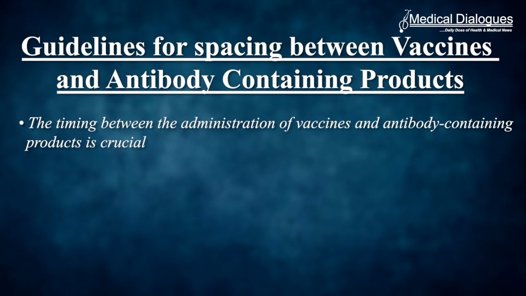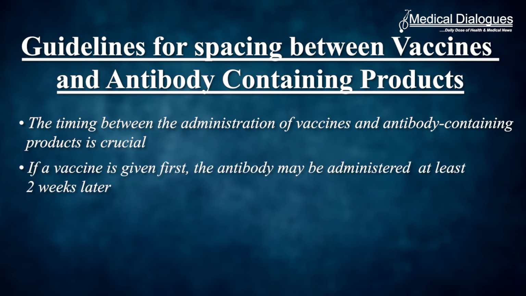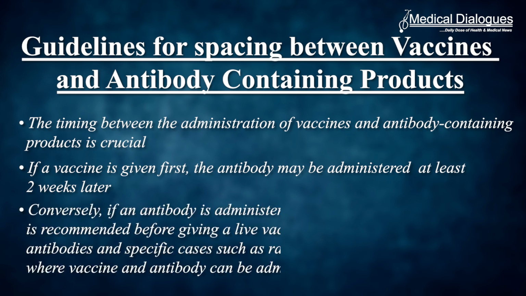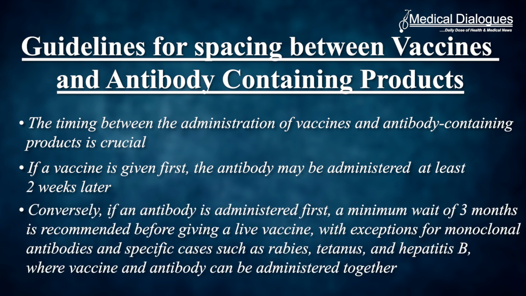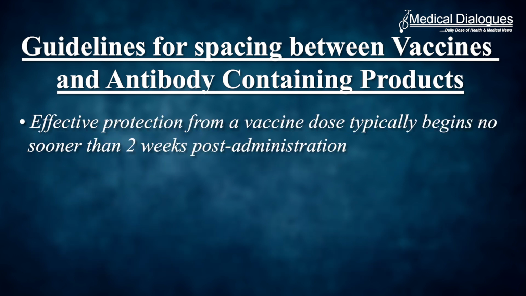The timing between the administration of vaccines and antibody containing products is crucial. If a vaccine is given first, the antibody may be administered at least 2 weeks later. Conversely, if an antibody is administered first, a minimum wait of 3 months is recommended before giving a live vaccine, with exception for monoclonal antibodies and specific cases such as rabies, tetanus, and hepatitis B, where vaccine and antibody can be administered together. Effective protection from a vaccine dose typically begins no sooner than 2 weeks post administration.